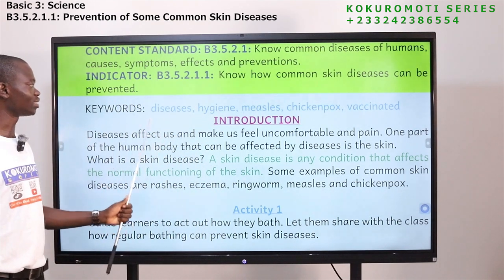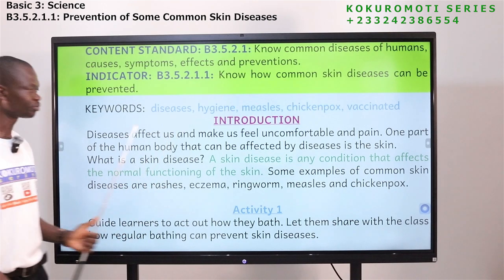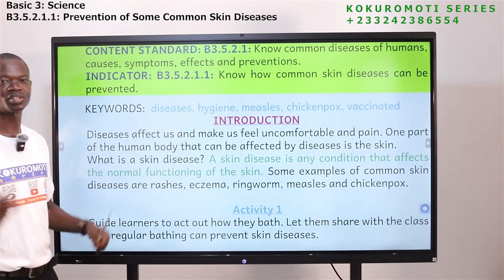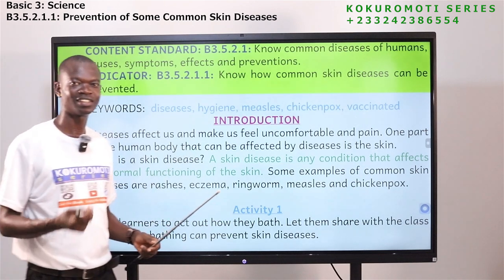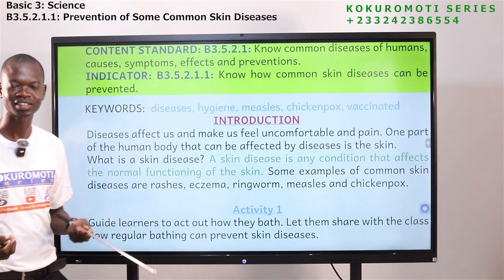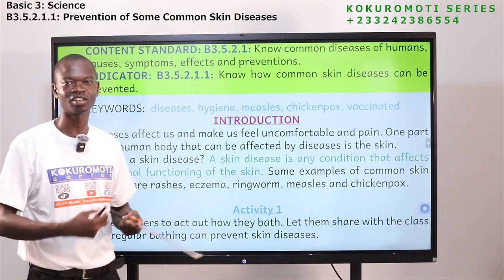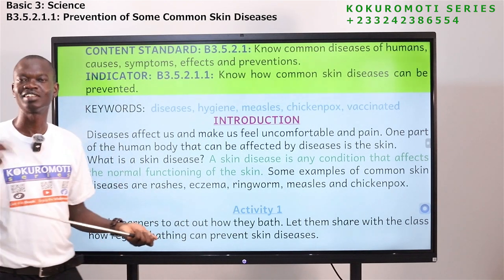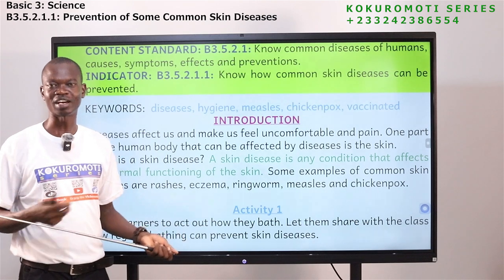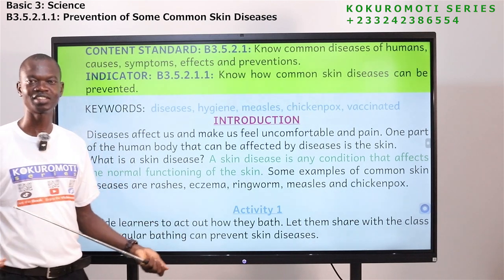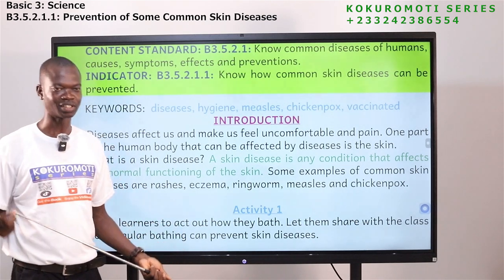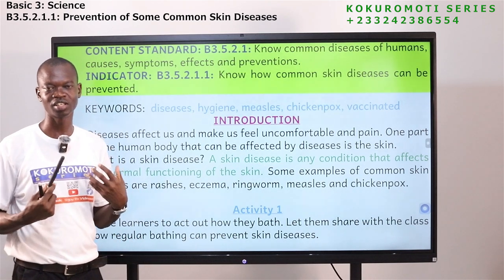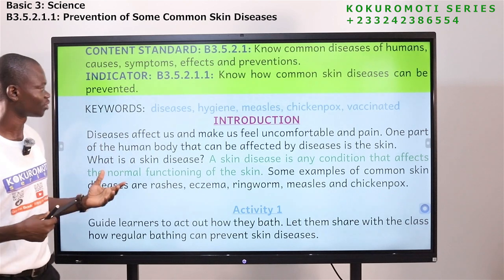The first word is diseases. All of you, diseases. What's the meaning of diseases? They are things that happen to us. They affect the normal functioning of our body. If you are attacked by a disease, there are a lot of things that at first you used to do, but because of the disease, you will not be able to do them. It's a condition that affects the normal functioning of the body.